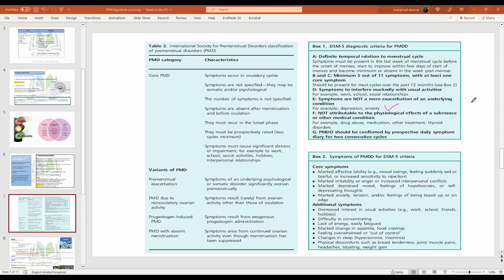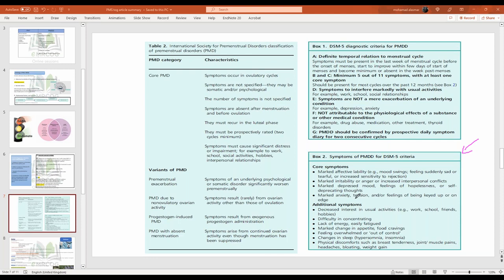Okay, so PMDD should be confirmed by a prospective daily symptom diary for 2 consecutive cycles. This is G, the last thing. So if the patient is fulfilling those criteria of the DSM-5, she will have the diagnosis of PMDD. Easy? Clear?